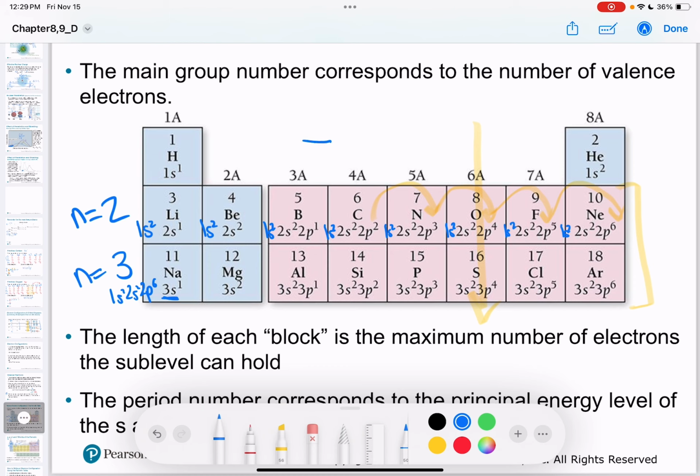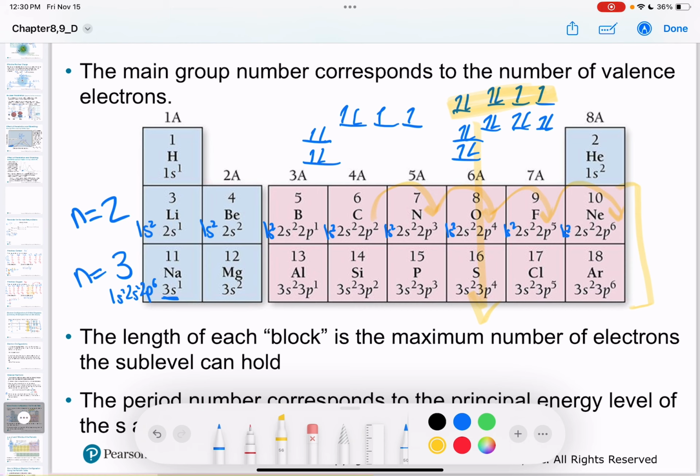So oxygen looks like this. Sulfur looks really similar. It's just that that valence shell is one higher, okay? So in this one, you've got 2 in the S, 2 in that first P, 1 in the second P, 1 in the next P. Same thing here, okay?